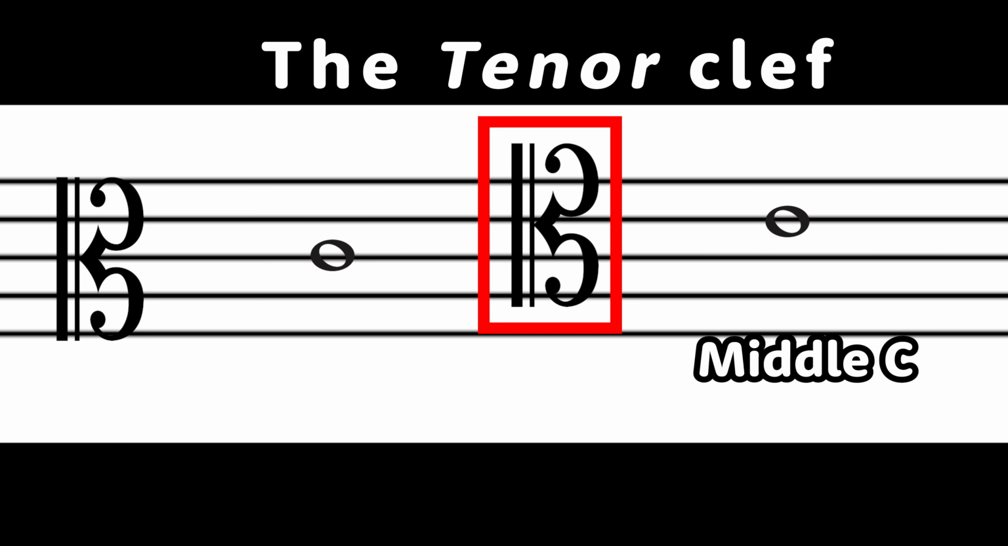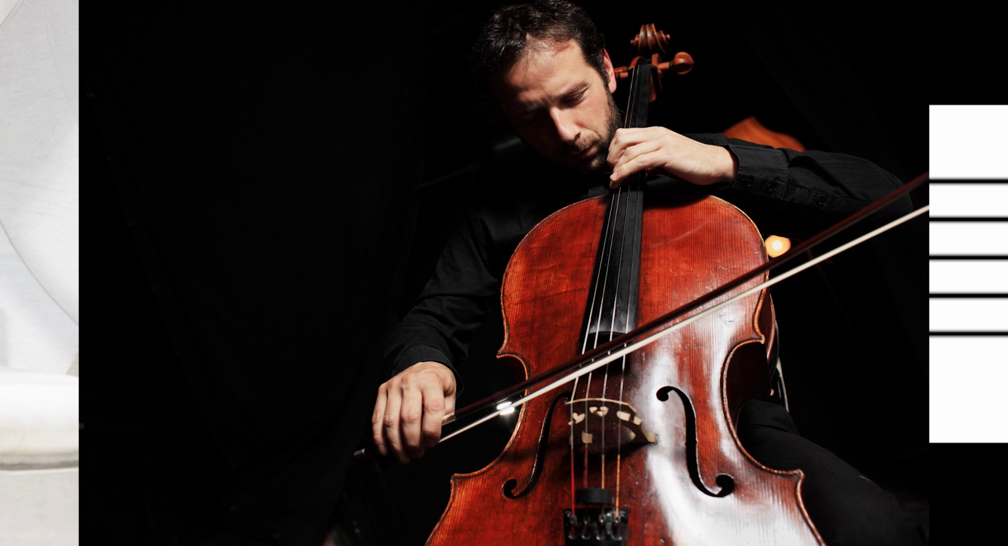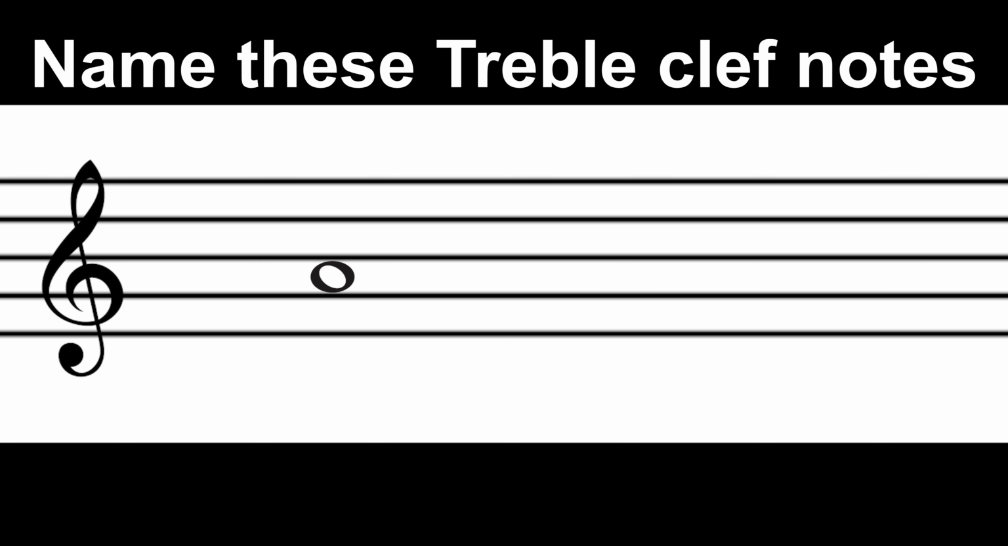Alternatively, when it designates the fourth line as C, it becomes the tenor clef, mainly used for the higher ranges of instruments like the bassoon, trombone, and cello. Once any one note is established on the staff, the other notes can be determined by counting up and down the musical alphabet. Let's test what we learned today by solving some problems. You can pause the video if needed.